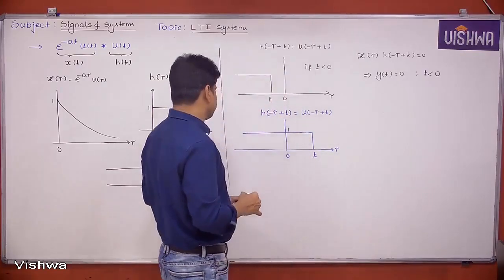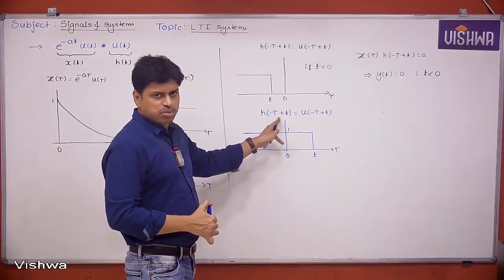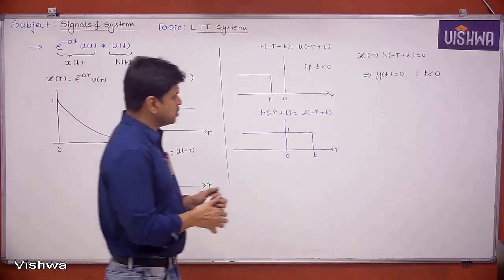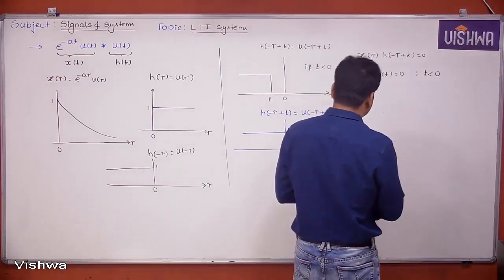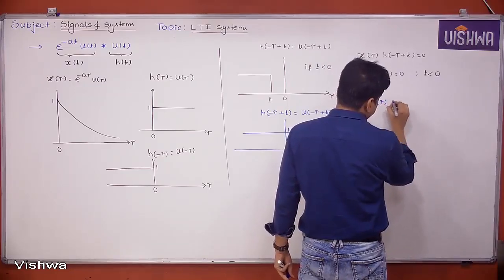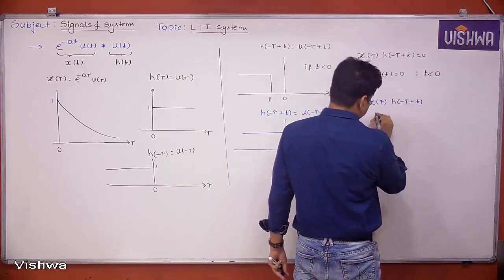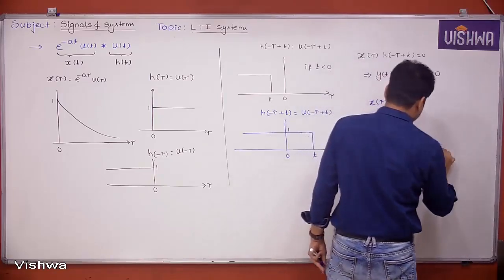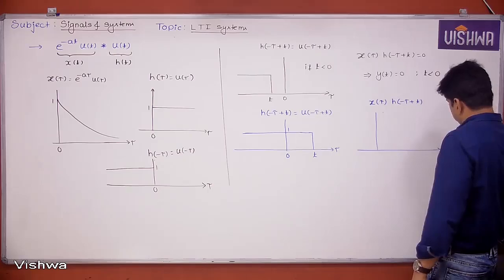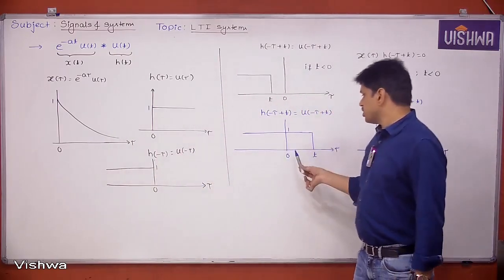It looks like this. Now, if this signal h of minus tau plus t is multiplied with x of tau, how does it look? Then this is going to give you x of tau, h of minus tau plus t. This is going to look like this with respect to tau. So if you observe carefully, this signal is multiplied with this one.